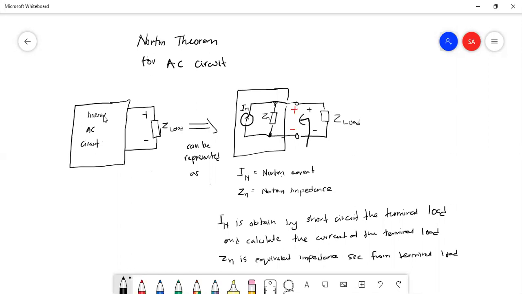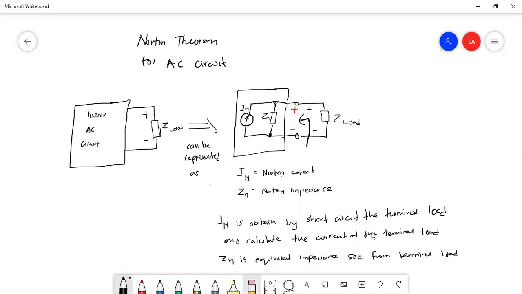In this video, I will teach you about Norton's theorem for AC circuits. This is an AC circuit connected with an impedance load. Norton's theorem says that it can be represented as a Norton equivalent circuit. So this linear AC circuit inside this box can be represented as a circuit containing an AC current source that we call the Norton current, connected in parallel with the impedance Zn, where Zn is defined as the Norton impedance. The Norton current In can be calculated by short circuiting the load terminal and calculating the current that flows through it.